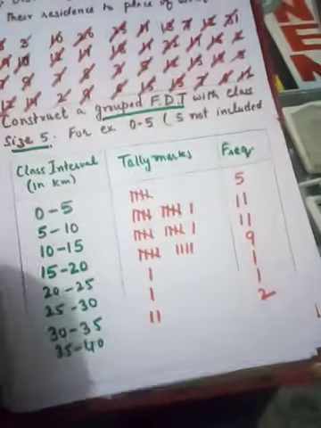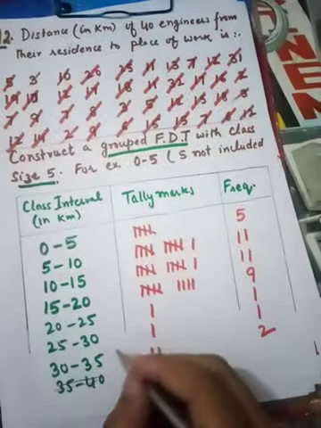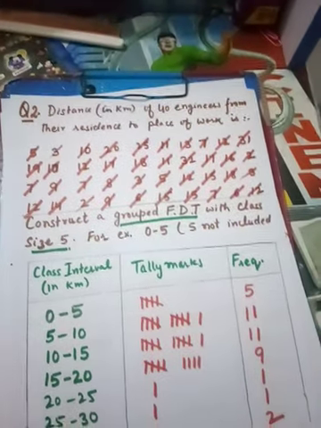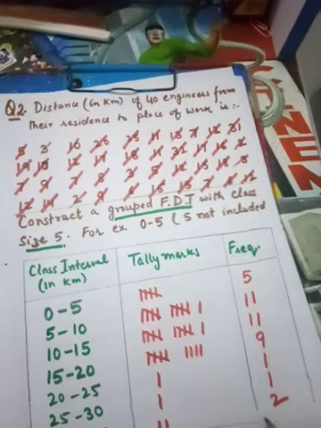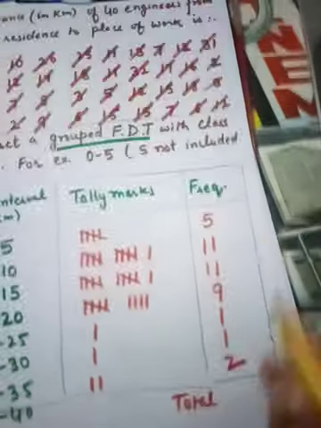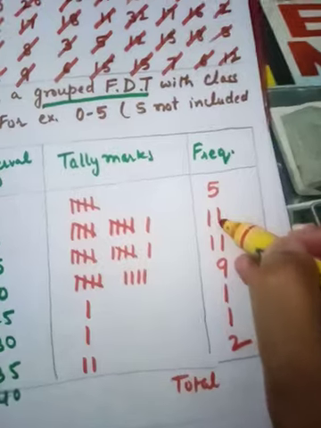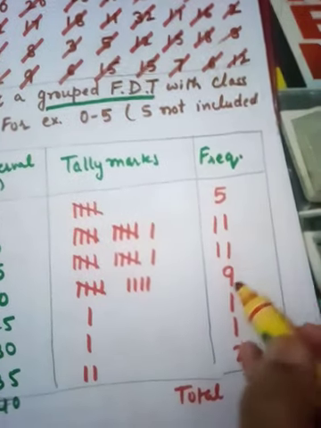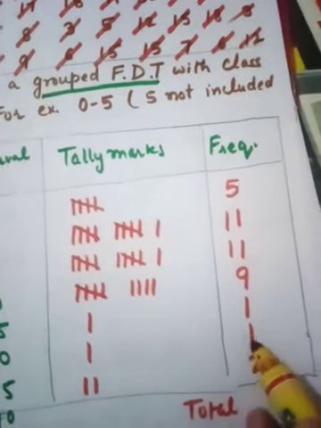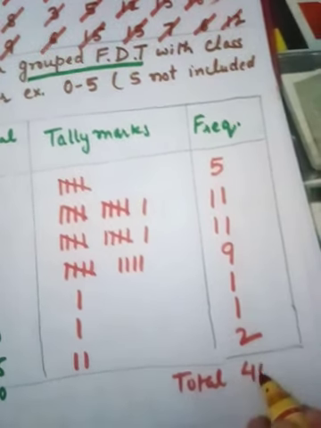Okay. So have you seen there now? I hope if you see the data over there, all the data is marked properly. So I think the table is done. Okay. So let's verify it now. How can we verify? Total. 5 plus 11, 16, plus 11, 27, 27 plus 9, 36, 37, 38 and 2, 40. So 40 engineers are complete.